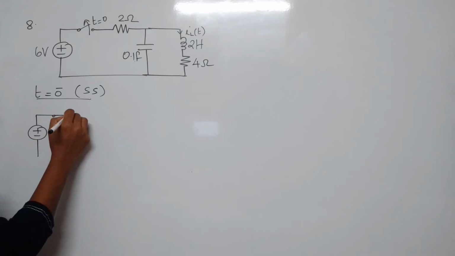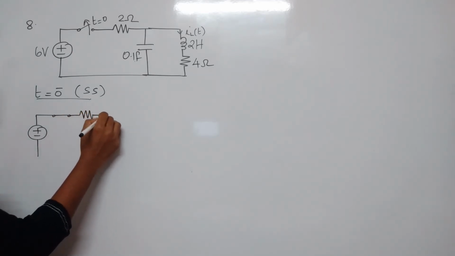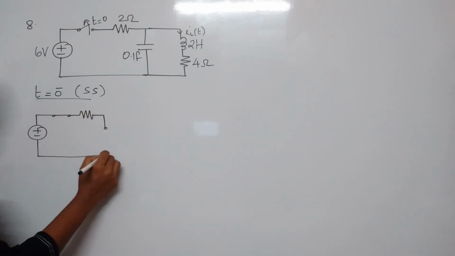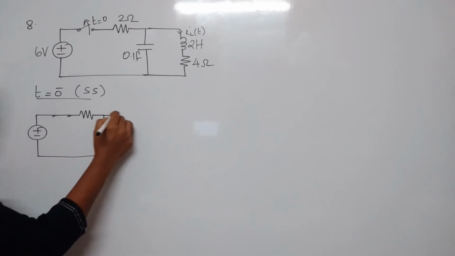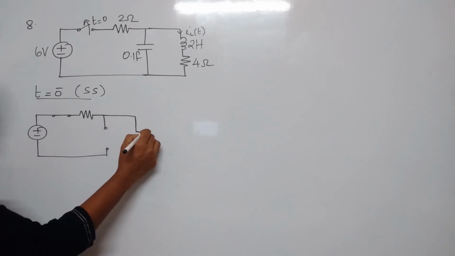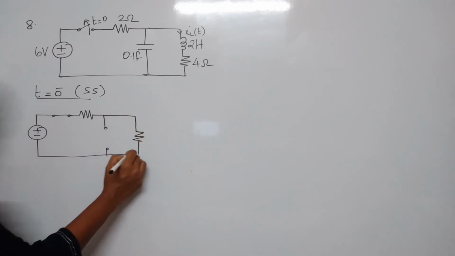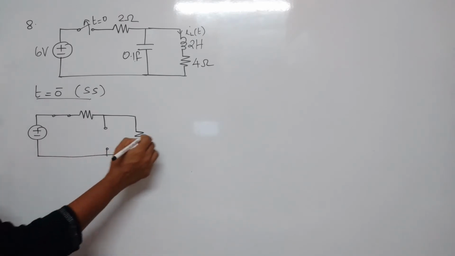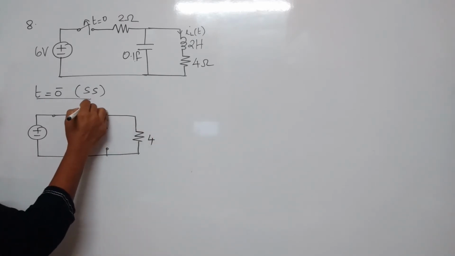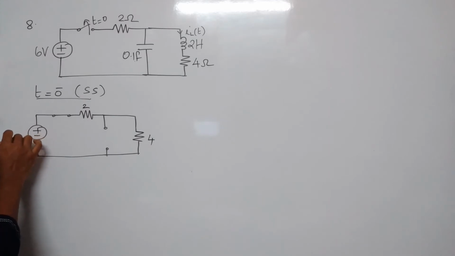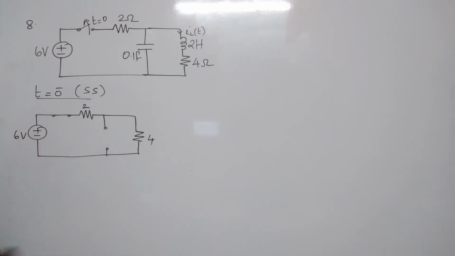The switch is closed. Capacitor replaced by open circuit, and inductor replaced by short circuit. This is 4, 2 and 6 volt.